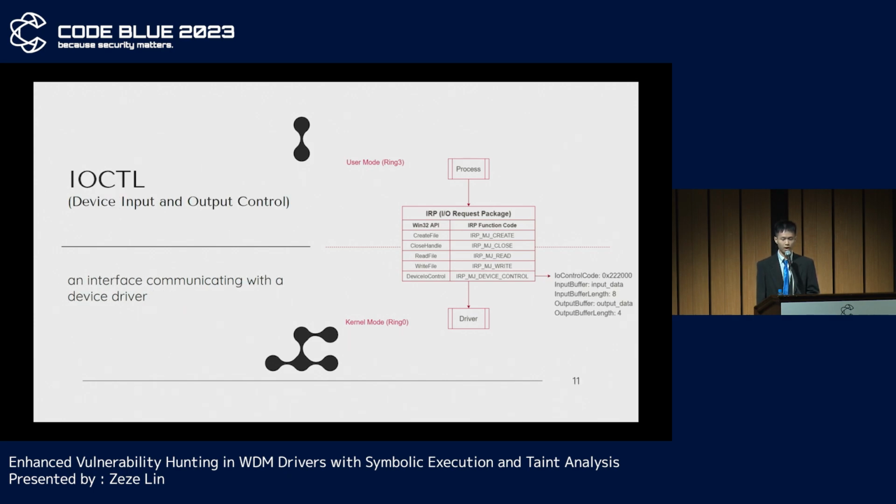So let's talk about IOCTL. It stands for device input and output control. It is an interface to communicate with the device driver. A user mode process can call DeviceIoControl to send IRP_MJ_DEVICE_CONTROL to the kernel mode driver with the parameters IO control code, input buffer, input buffer length, output buffer, and output buffer length. The developers can execute functions based on these parameters.